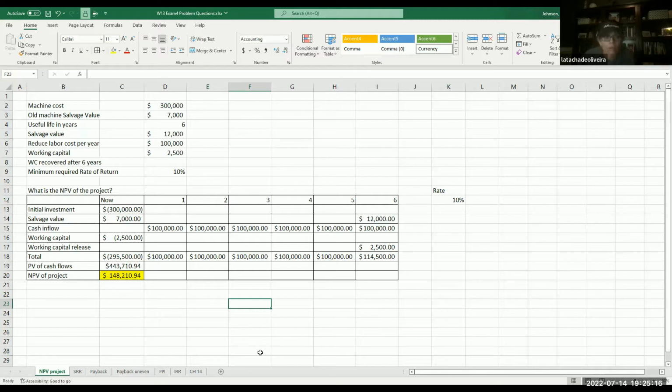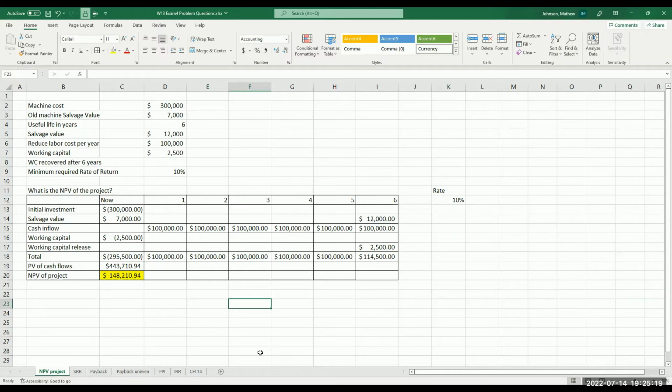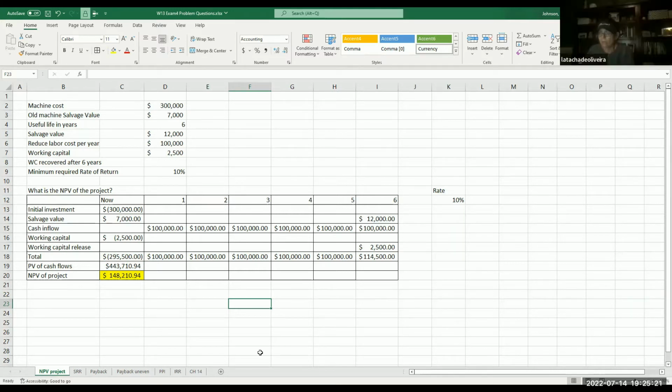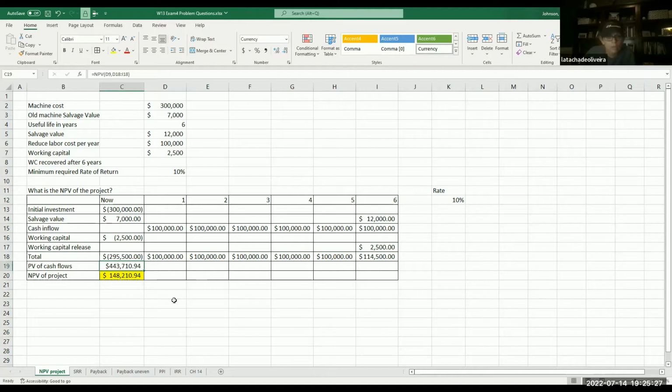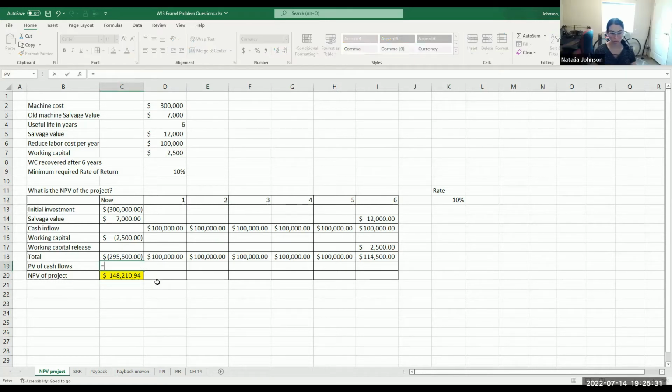Sorry, so that PV of cash flows, can I go through that one again? Yeah, how did you get that 440? You do the NPV formula, and then it's just the rate, comma, and then the totals from year 1 through 6.